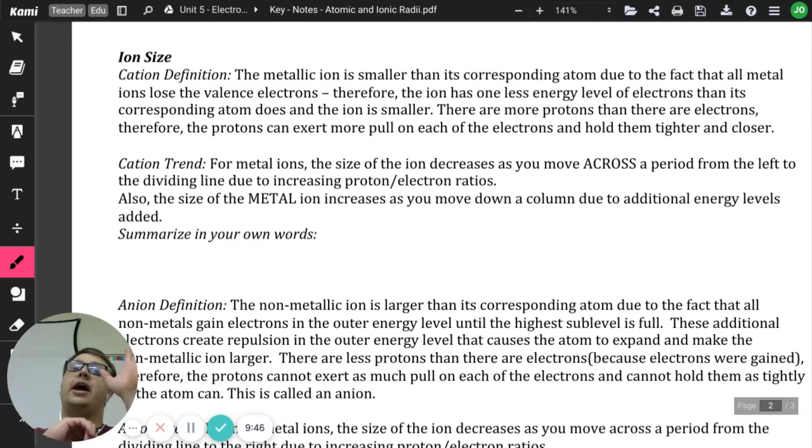Well, now I've got a greater number of protons than I have electrons, so the greater number of protons is going to pull a little bit harder on those electrons, which is going to make that size come in a little bit smaller. Okay. I like to talk about puppies when I talk about ion size.